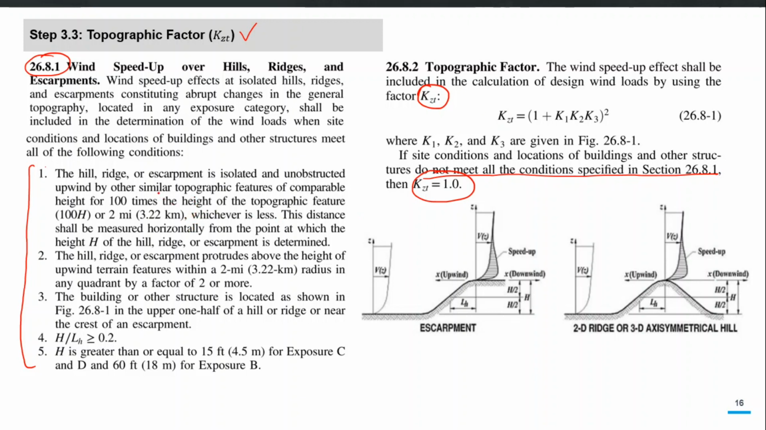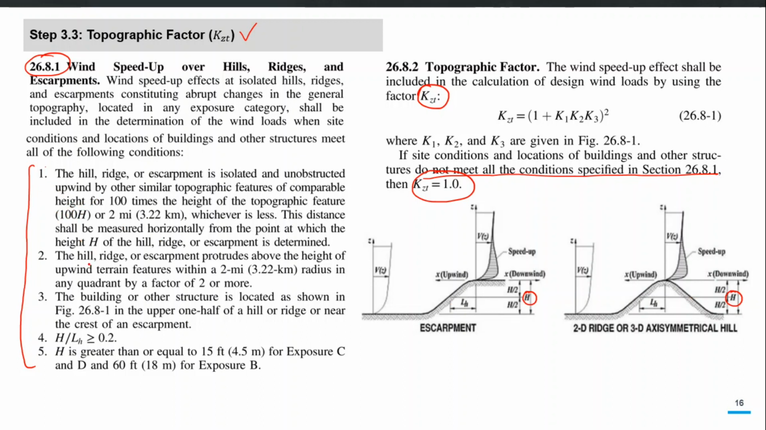First, the hill, ridge or escarpment, which is the abrupt change in the topography, is isolated and unobstructed upwind by other topographic features of comparable height for 100 times the height of the topographic feature. So if your escarpment has a height of capital H, or if your ridge or three-dimensional hill has a height of capital H, then there is a condition on that H also that should be fulfilled in order to fulfill this condition 1.